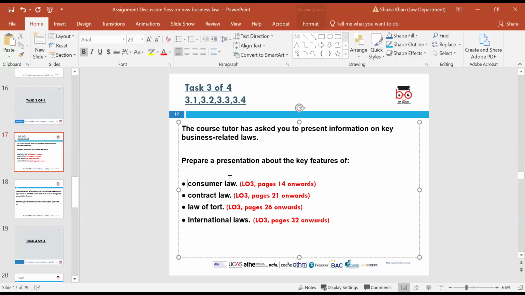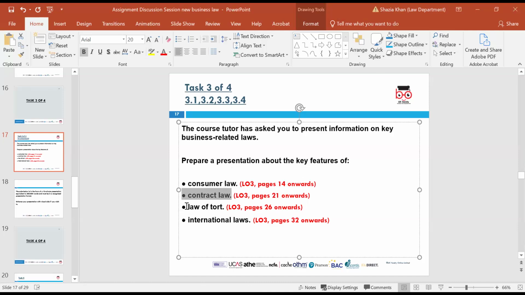So you need to look at consumer law. That is learning outcome 3, pages 14 onwards. And then look at contract law, learning outcome 3, pages 21 onwards. So what the importance is, why there's a need to have contract law, why it's needed for a business, and look at elements of that. And then look at the formation, like offer, acceptance, things like that.